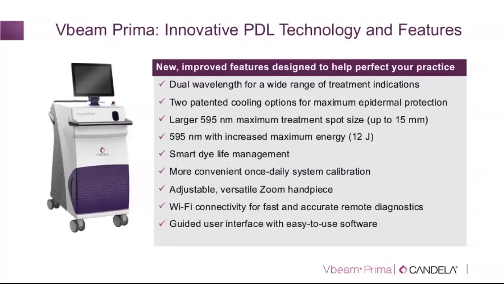This is my last slide, and once again we'll go through the key features of the Vbeam Prima: two wavelengths, 595 and 1064, with two methods of cooling, the DCD cryogen spray as well as the contact cooling, a larger 15 millimeter spot size with higher fluence, smarter use of the dye with a tracker monitoring the dye, a more convenient once daily calibration, as well as a very good updated guided user interface. So I would like to thank you all for listening and joining the webinar, and we now have time for questions and answers.